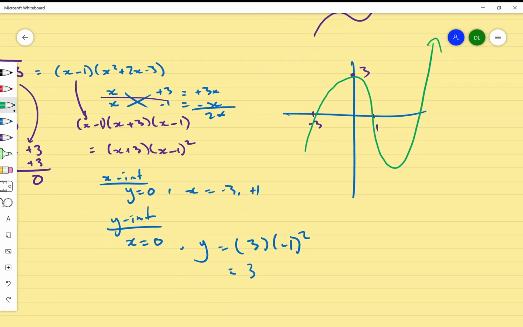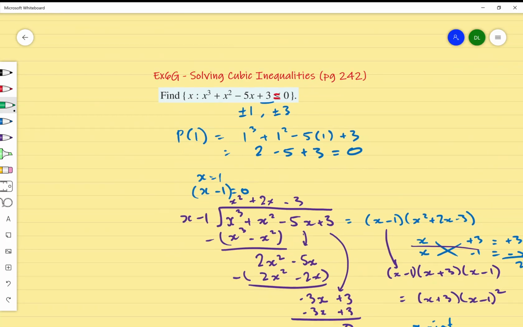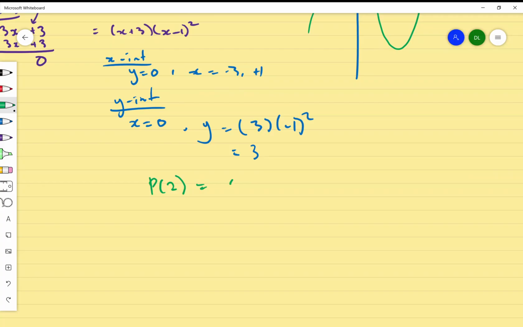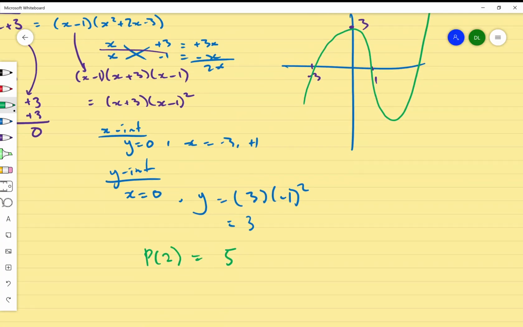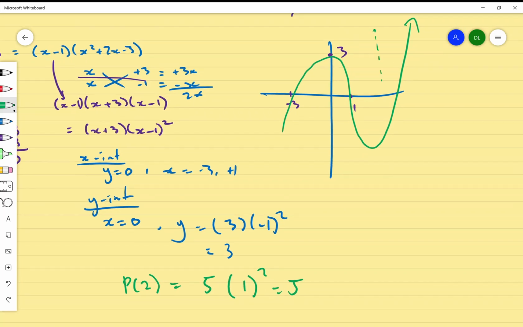And I can test it. Let's say I put x is 2. So let's find p of 2. I'm going to go ahead and use this equation again. It's a bit easier. I get 2 plus 3, which is 5. And then I get 5 times x minus 1, which is 2 minus 1, which is 1, squared, equals 5. So what's gone wrong here? When I sub in x equals 2, so that's along this dotted line here, it should be a positive 5, shouldn't it? In my graph, is that a positive 5? No, so I have to fix my graph.